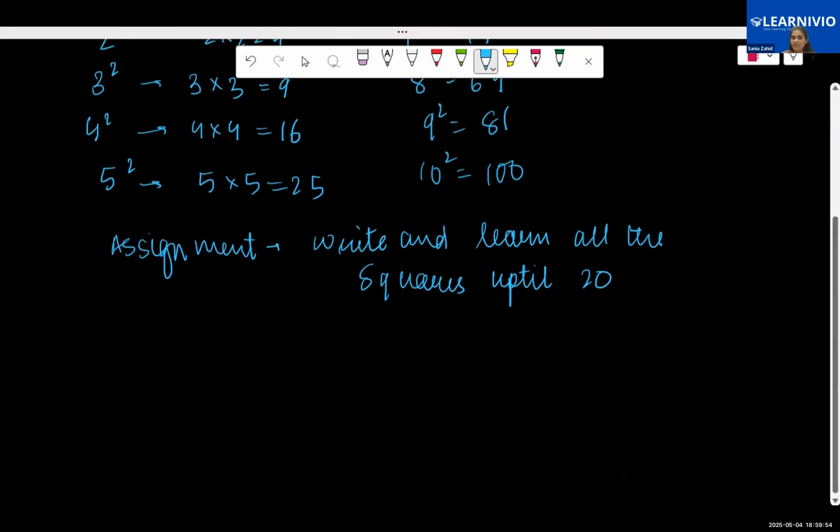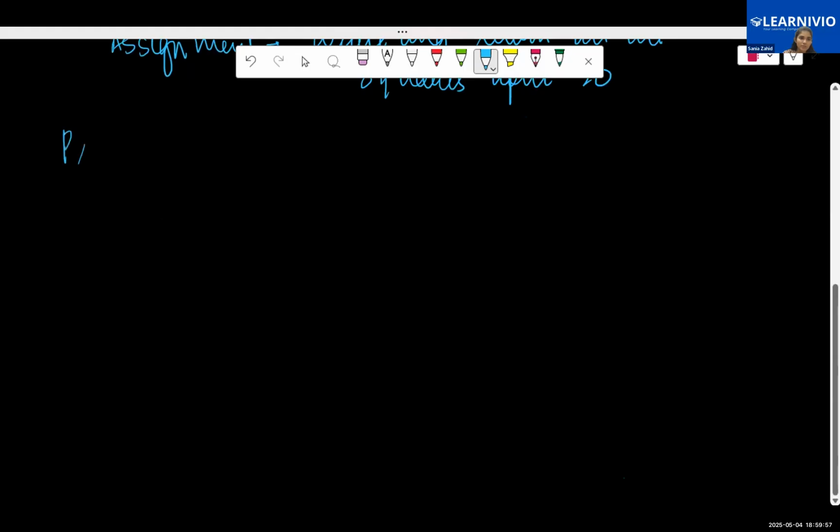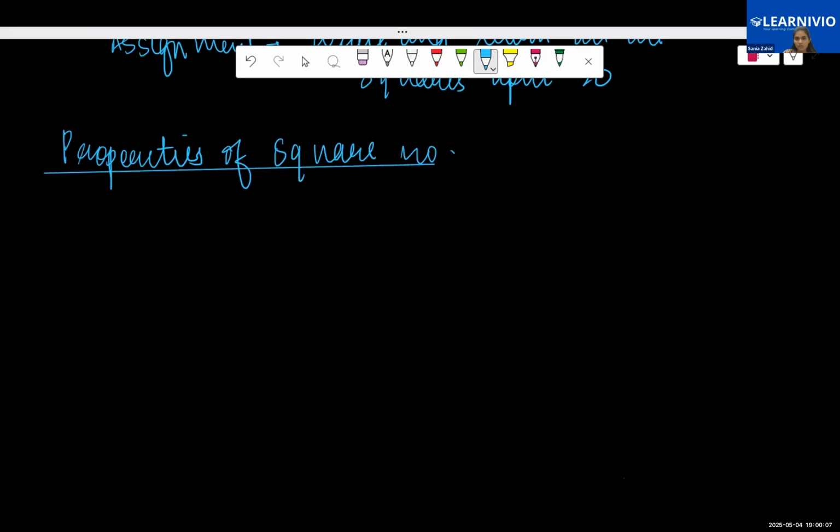Okay, so first we have is properties of square number. Now, basically, any square number will end only in certain digits. Okay, Harmeet, please focus on the board. I'll give you time to write whatever you want to.